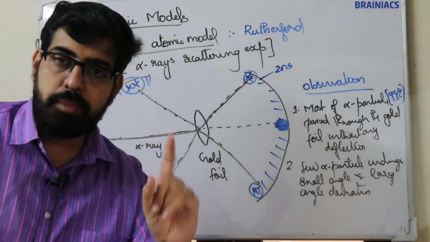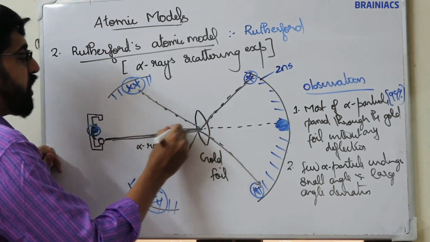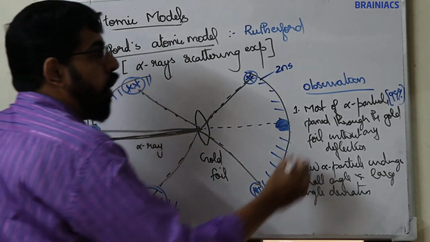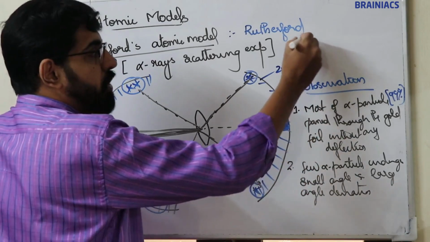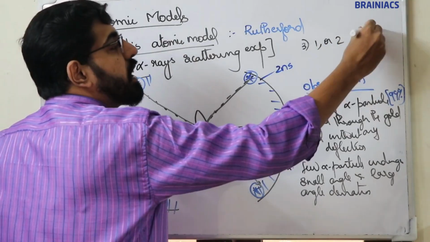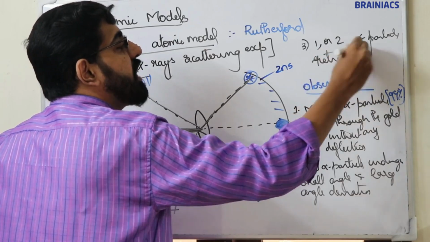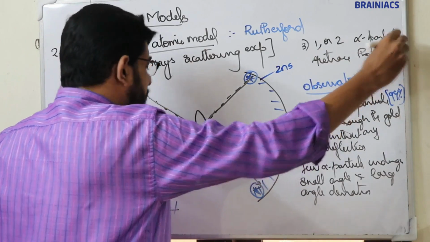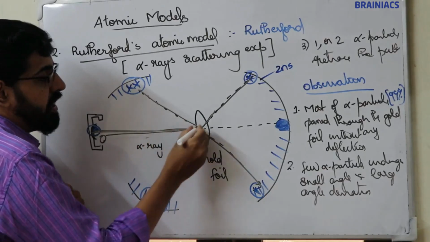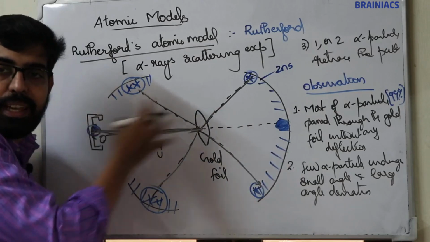Now one or two times he is getting scintillation here. That means this alpha particle is almost deviating by 180 degrees. So I am writing the third observation here: one or two alpha particles retrace the path or deviate by 180 degrees. These are alpha particles and they are retracing, that means they retrace the path, that means they make a 180 degree deviation.